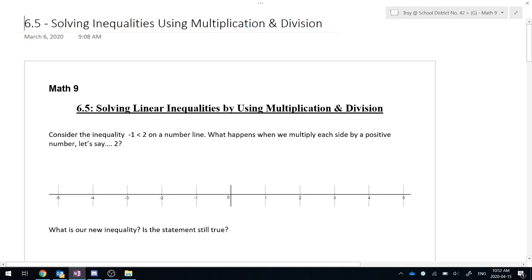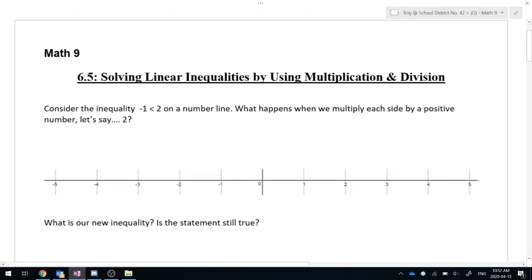Hello everybody. So today we're going to take a look at section 6.5. We're going to continue our discussion with inequalities, but today we're going to take a look at using multiplication and division, or at least equations that will require us to use multiplication or division in order to solve it. And when we're dealing with inequalities, there's a really important trick that we're going to have to remember when we're solving them. So let's take a look.